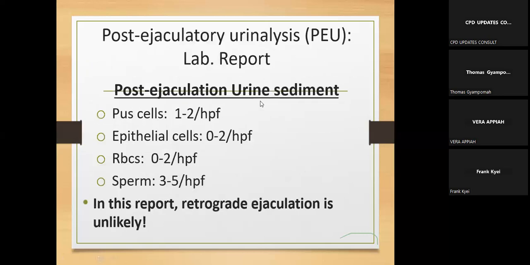I want a question to come. So, post-ejaculatory urinalysis. If you did a post-ejaculation urine sediment and you have, let's say, pus cells 1 to 2 per high power field, epithelial cells 0 to 2, RBCs 0 to 2, sperm 3 to 5 per high power field. In this report, retrograde ejaculation is highly unlikely. So you did a test like this, and you report like this to any clinician, they will clap for you, say, yes, my lab man knows his work. You don't just do your urinalysis, report it, and leave it like that.